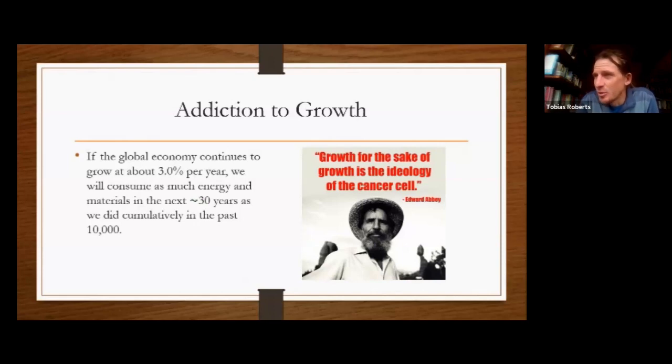Edward Abbey is one of the famous early ecologists or environmentalists. And he said, look, let's be honest, growth for the sake of growth is the ideology of the cancer cell.